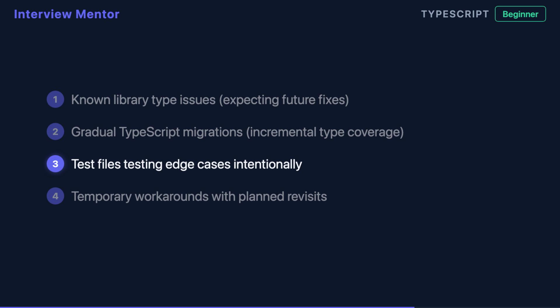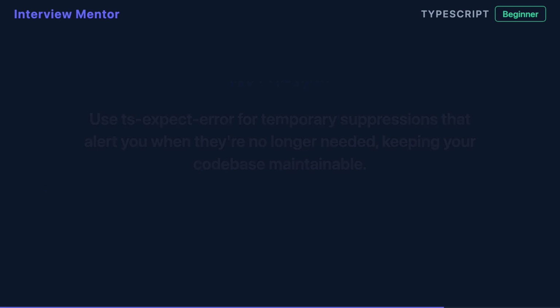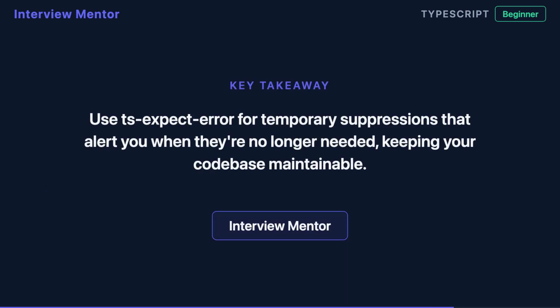The key is that TS-expect-error acts as a self-cleaning mechanism, alerting you when the underlying problem is resolved. Use TS-expect-error for temporary suppressions that alert you when they're no longer needed, keeping your codebase maintainable.